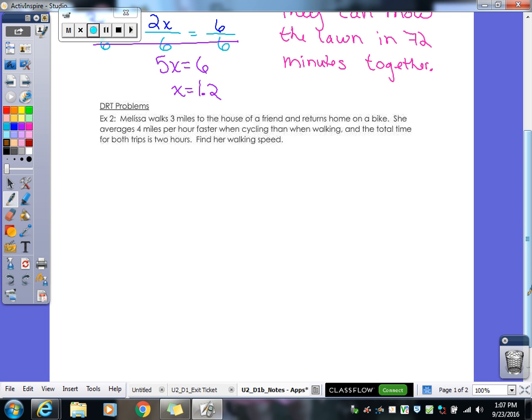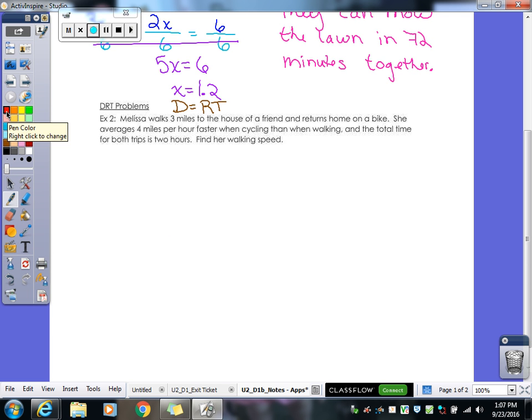Okay, next kind of problems we deal with are our DRT problems. This is a formula you've used in science class. We used it a little bit back in 9th grade also. Distance equals rate times time. Does that sound familiar at all? We're going to use it a lot though.